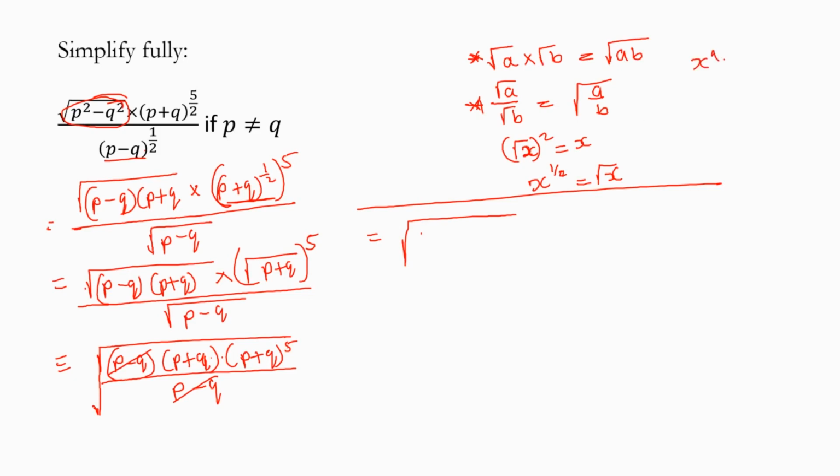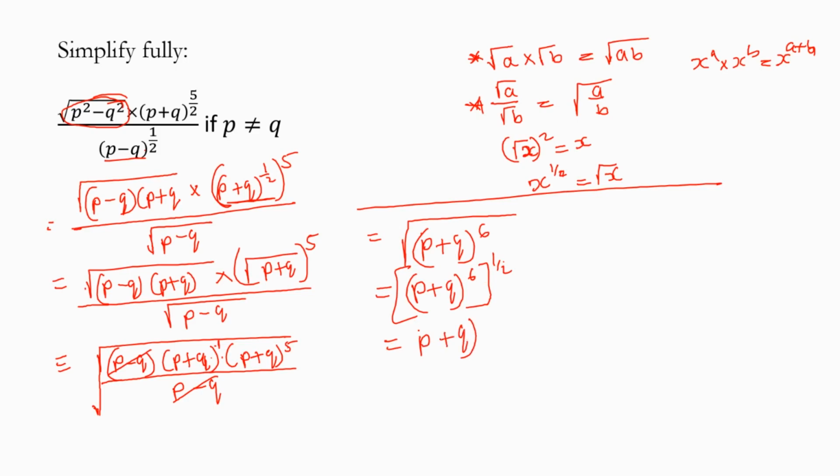Remember, x to the power a times x to the power b is equal to x to the power a plus b. So there's a 1 here, there's a 1 here, so we say 1 plus 5. So it's going to be p plus q to the power 6. And then this is p plus q to the power 6, to the power half. Okay, and then 6 times half is what? 3. So we have p plus q to the power 3. Okay, so that's what it's supposed to do there.